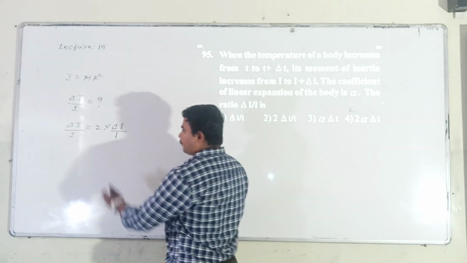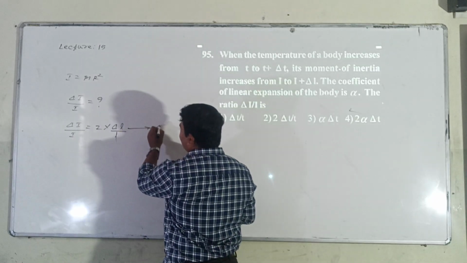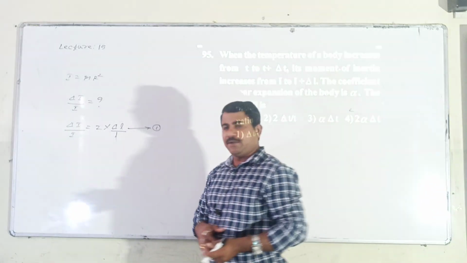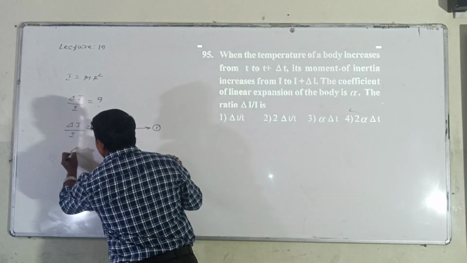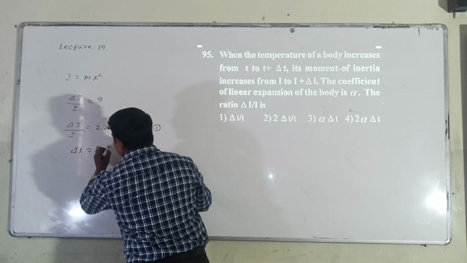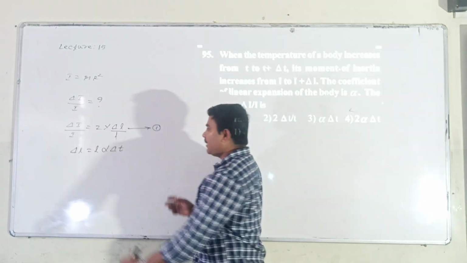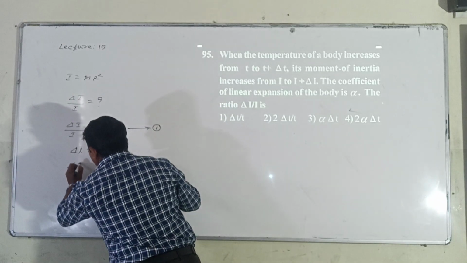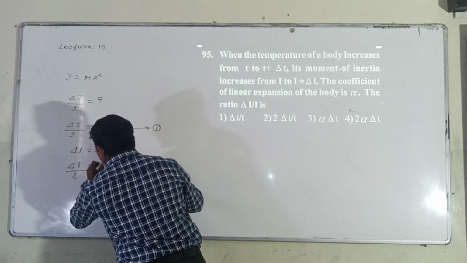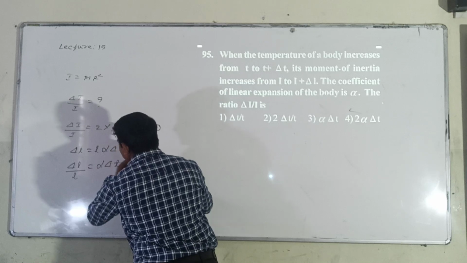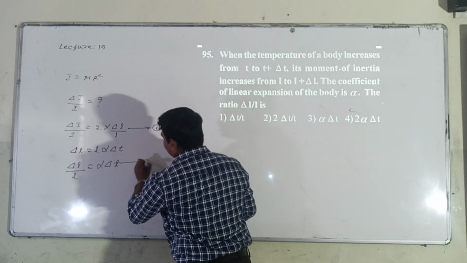See here, from linear expansion, shall I call it equation number 1? Right? The change in length is given. What is change in length? L alpha into delta T. Right? Again from this, how to write? Del L divided by L is equal to how much? Alpha delta T. Shall I call this equation number 2?